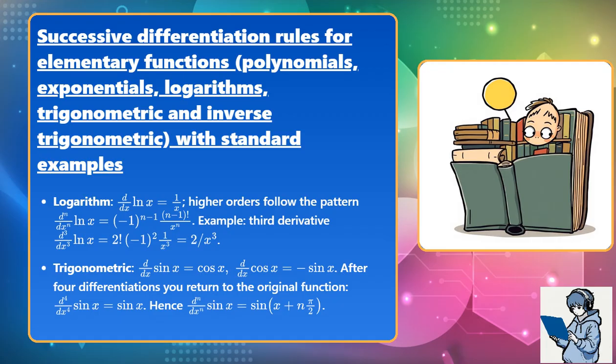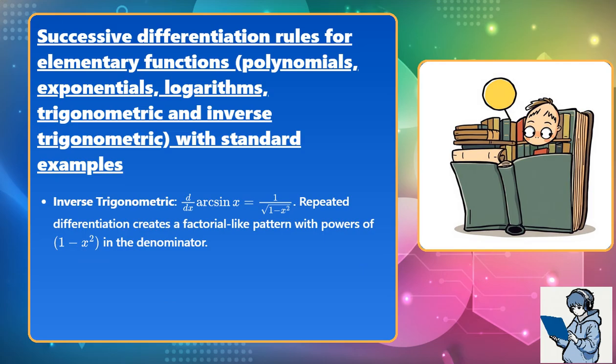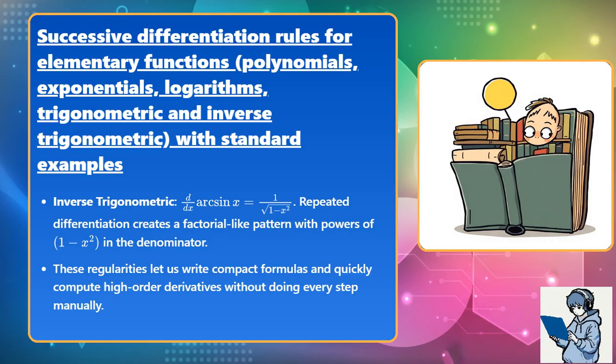d over dx of arcsin x equals 1 over the square root of 1 minus x squared. Repeated differentiation creates a factorial-like pattern with powers of 1 minus x squared in the denominator. These regularities let us write compact formulas and quickly compute high-order derivatives without doing every step manually.